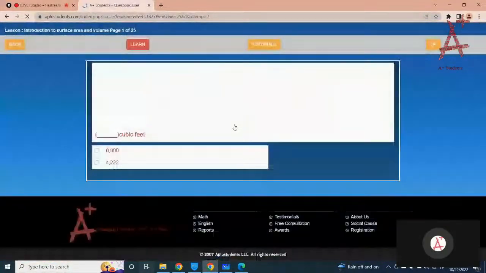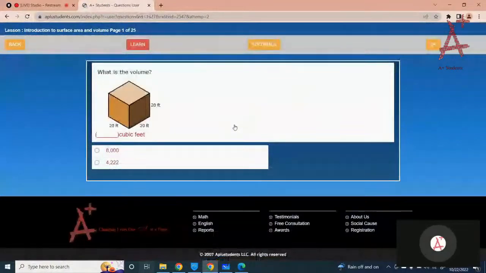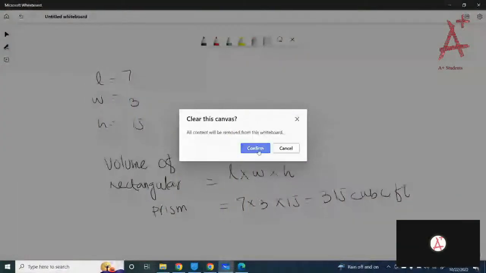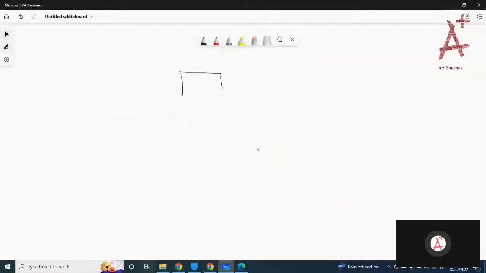Okay, what is the volume? You're given a cube. Got it? All of them have equal side lengths. That means all the faces are squares. They have 20 feet. So let's start with finding the area of one face. Here you have 20 and here you have 20. So the area of one face is 20 times 20.